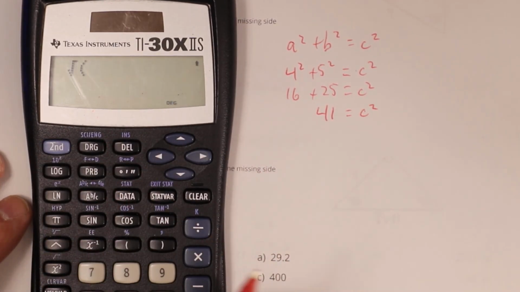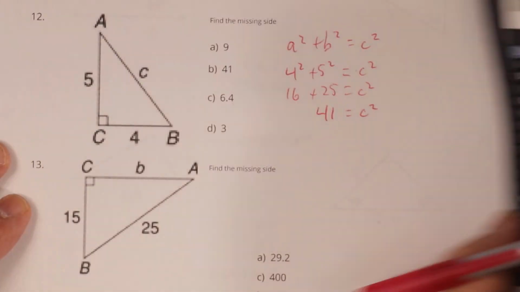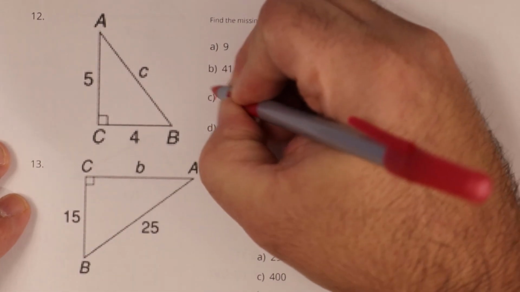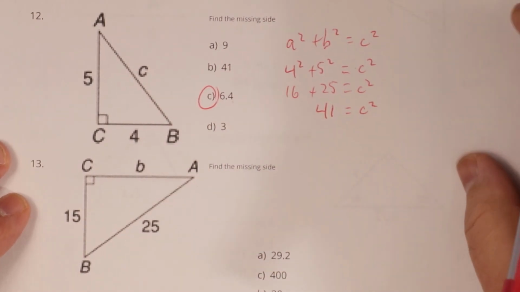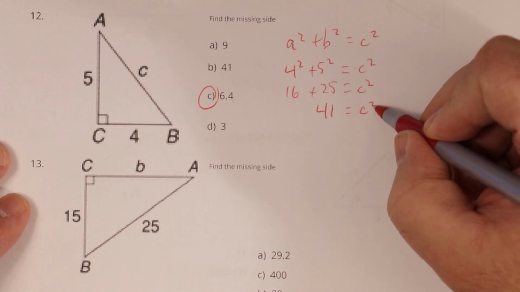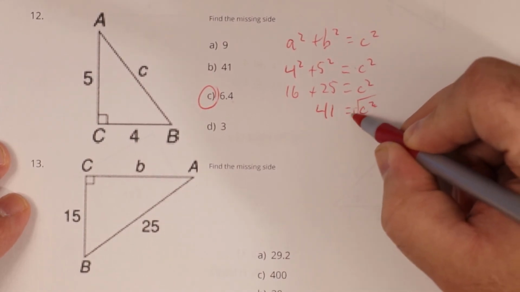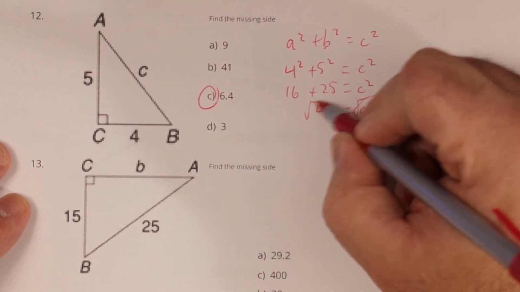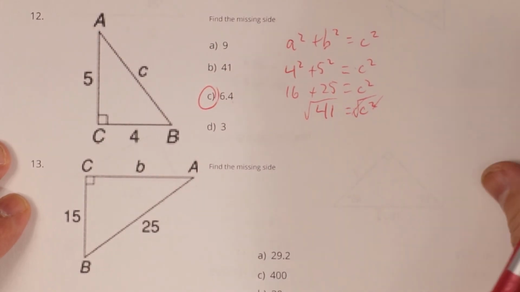Square root of 41. Now you get 6.4. 6.4 is C. And the reason I square rooted it was to get rid of that square. So square rooting gets rid of the C squared, the squared part. But you have to be fair, and that's why we're doing it on both sides.